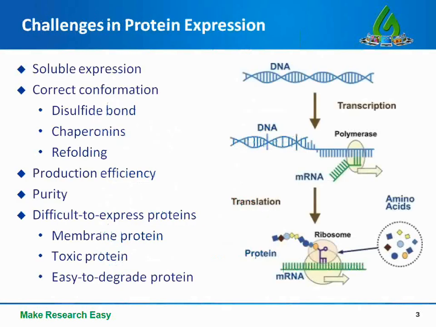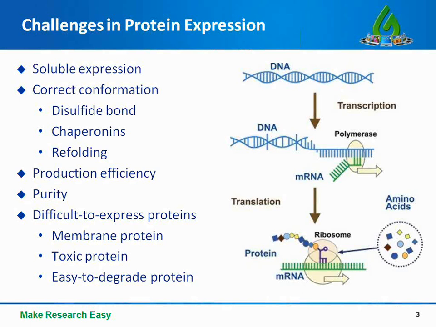As we all know, there are two steps in protein expression. One is transcription from DNA to mRNA. The other is translation from mRNA to protein. Multiple challenges can arise in the process. The first one is whether your protein can be expressed solubly. Soluble expression is the most reliable way to obtain functional proteins. The second one is whether the expressed protein has the correct conformation, which is critical for the protein function.